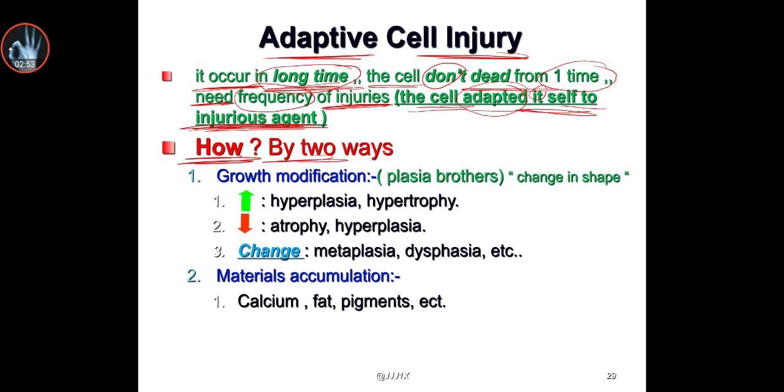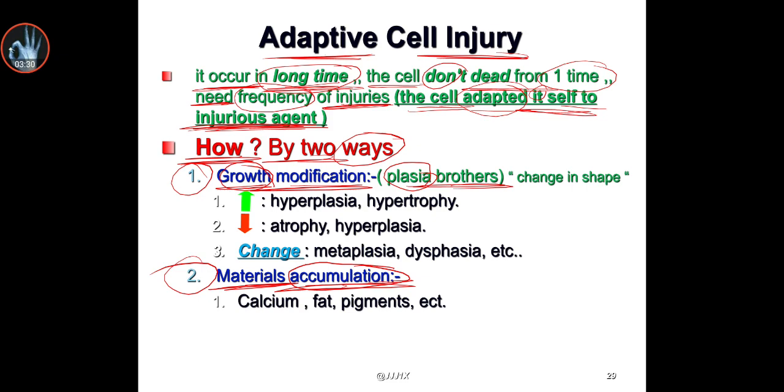How? By two ways. يعني عملية الادابتيشن تحدث by two ways. So the process of adaptation occurs in two ways. One of them is growth modification. The other one is what we call material accumulation. So the adaptation is by two ways, growth modification and material accumulation. What we mean by growth modification is plasia brothers. We already talked about something called metaplasia.